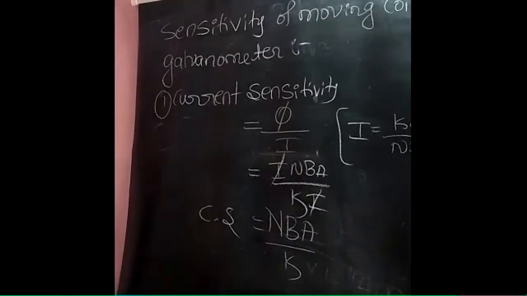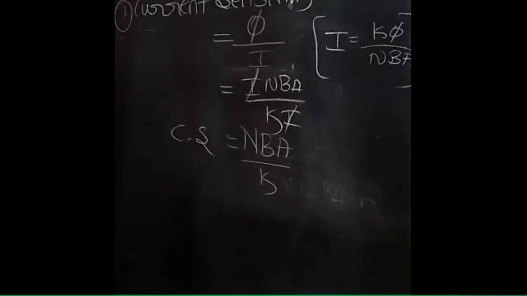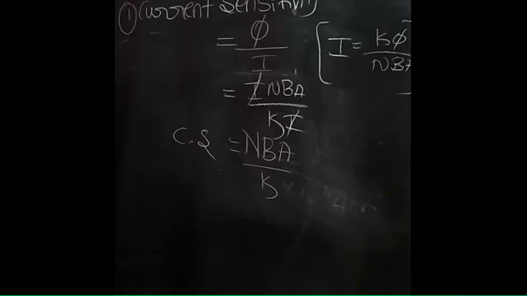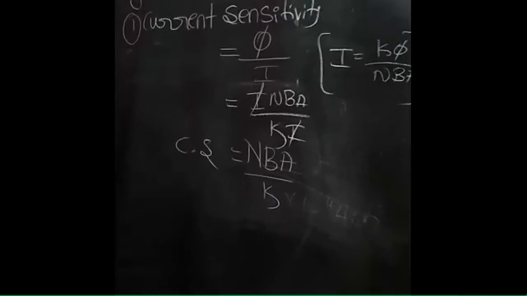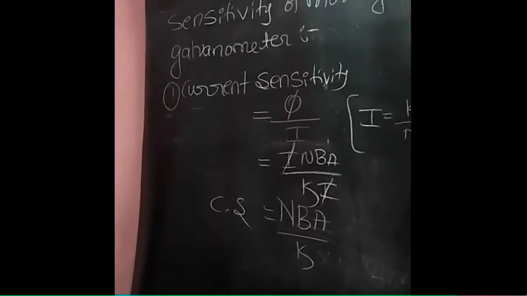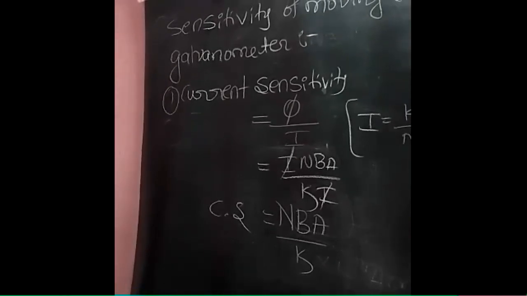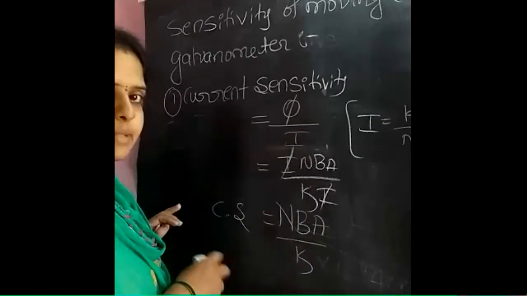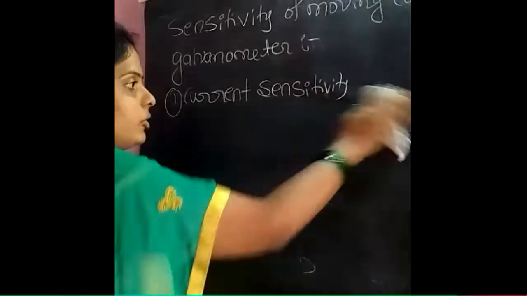Simple expression. I have just substituted the value of what? That is the phi value. Phi is the number of deflection. So understand this properly so that understanding voltage sensitivity is very easy for you. Okay, so this completes the current sensitivity concept. Next we will see voltage sensitivity.